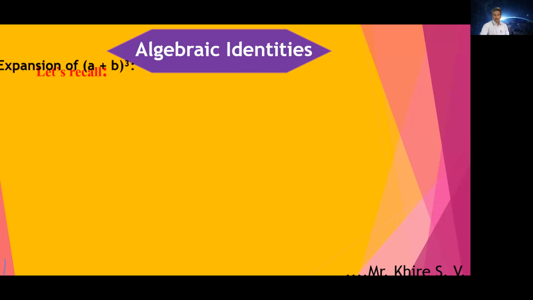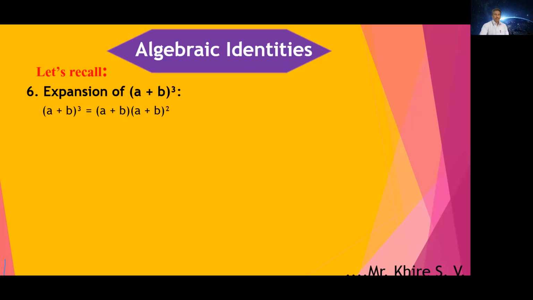Let's recall. Next expansion, number 6, is expansion of a plus b whole cube. How to expand this? A plus b whole cube is equal to the multiplication of a plus b and a plus b whole square. Then we will get a plus b into, we know the formula for a plus b whole square, a square plus 2ab plus b square.